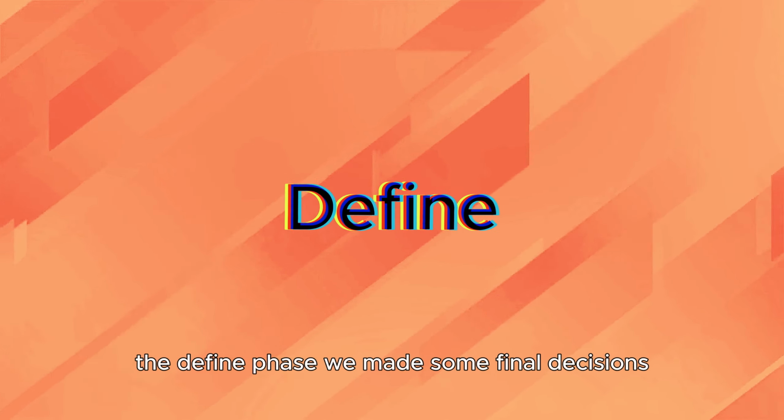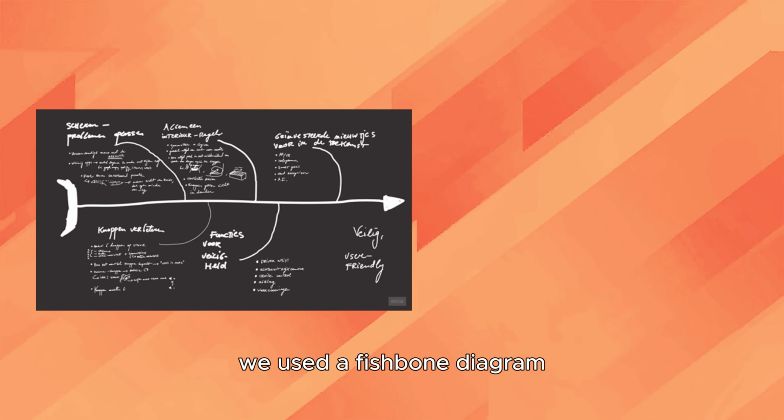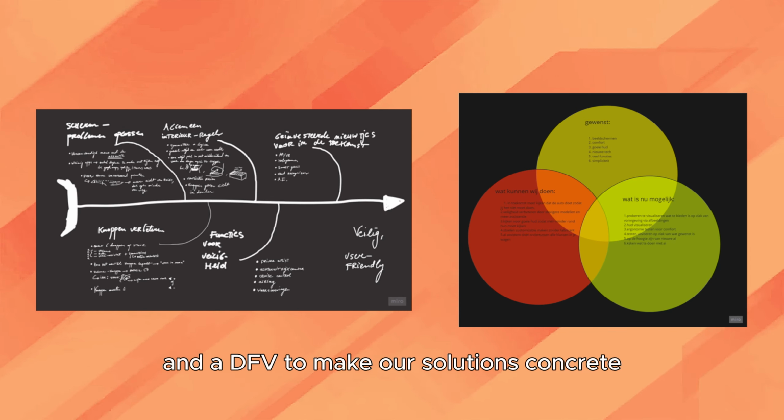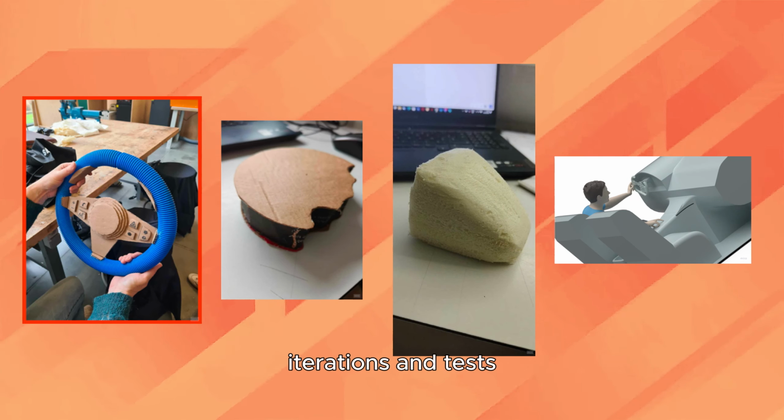In the define phase, we made some final decisions before developing our product. We used a fishbone diagram and a DFE to make our solutions concrete. When those processes were done, we started making our first prototype iterations and tests.